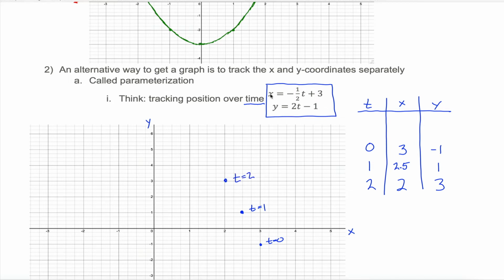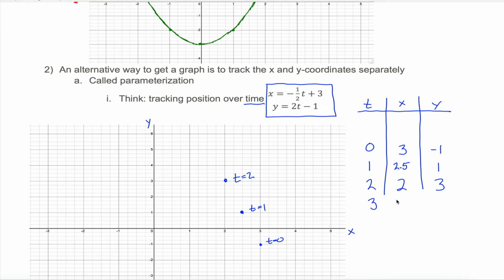You may notice that the x-coordinate as a function of time is linear here. Think y equals mx plus b, except the x is playing the role of the y, and the t is playing the role of the x. It's linear with the slope of negative 1/2 and a y-intercept of 3. So when t equals 0, the x-coordinate is equal to 3, and then each time I add 1 to the value of t, my value of x decreases by 1/2.